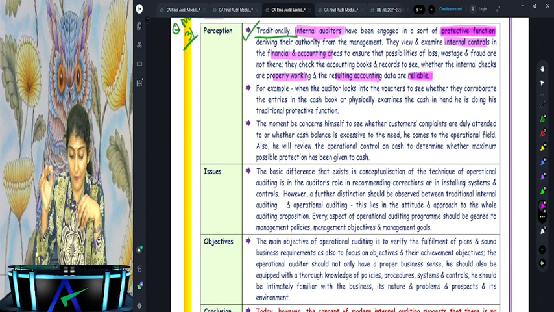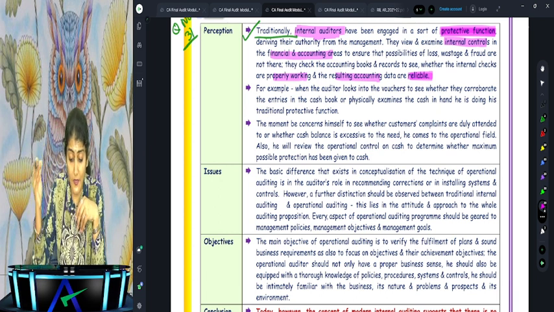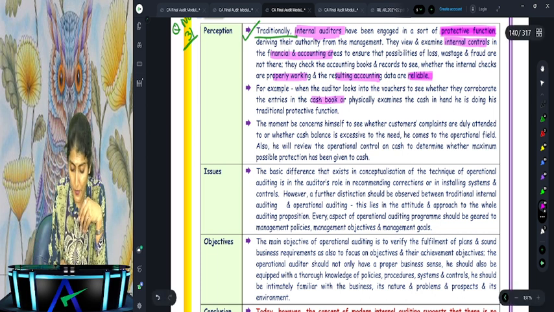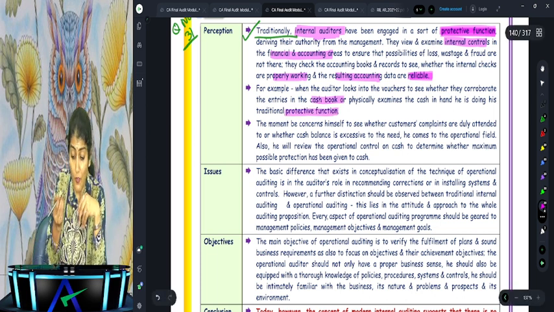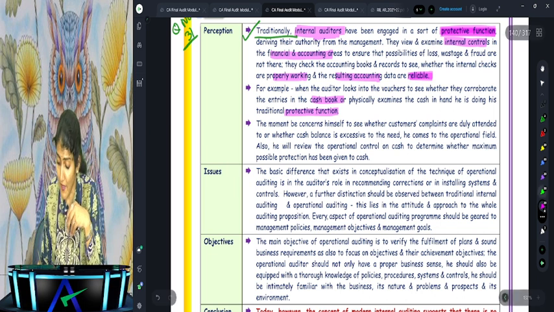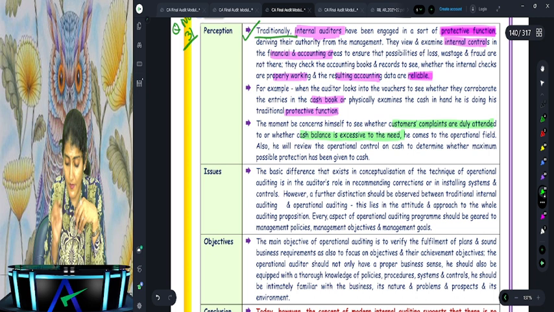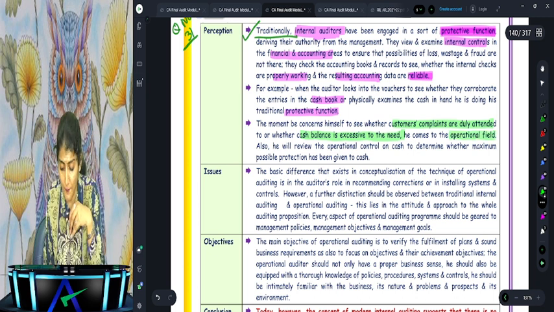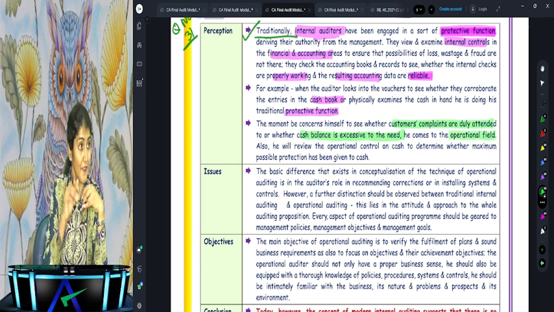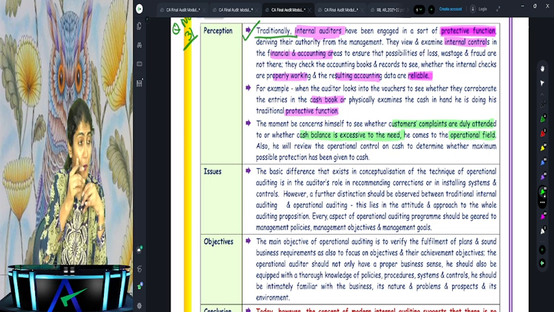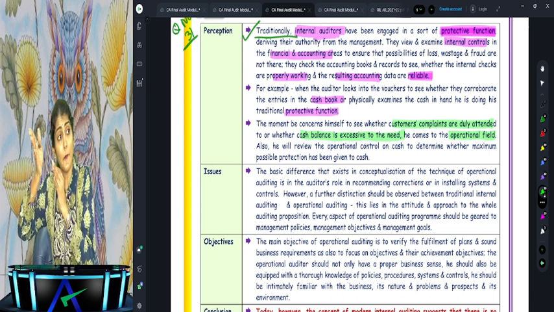For example, when the internal auditor looks into the vouchers to see whether they corroborate with the entries in the cash book or physically examines the cash in hand, he is doing his traditional protective function. The moment he concerns himself with whether customer complaints are duly attended, whether cash balance is in excess of the need, he comes to the operational field. And, okay, why are they maintaining a cash balance of 2 crore every day, why are they doing maintenance of plant and machinery once in a month, they should do it once in a week. Now it says you are coming into the operational field.